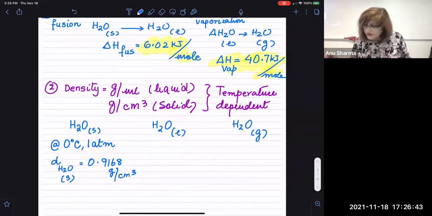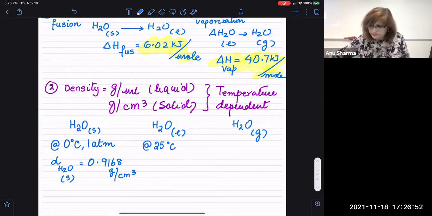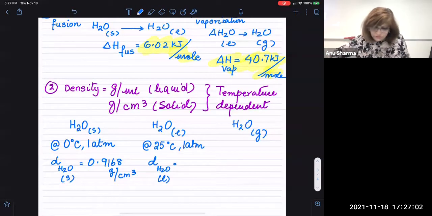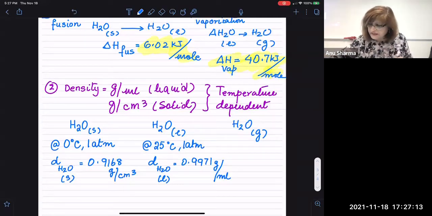Let's look at the density of water in the liquid state. At room temperature, the water exists as the liquid water that we know, at 1 atm and 25 degrees Celsius. The density of water in the liquid state is equal to 0.9971 grams per milliliter. So not much of a difference in comparison.